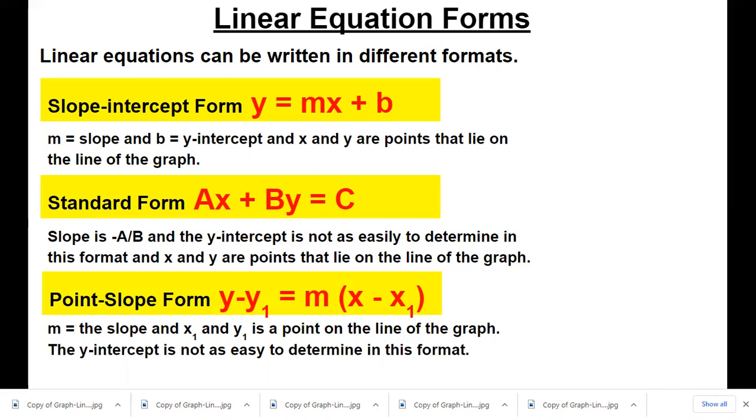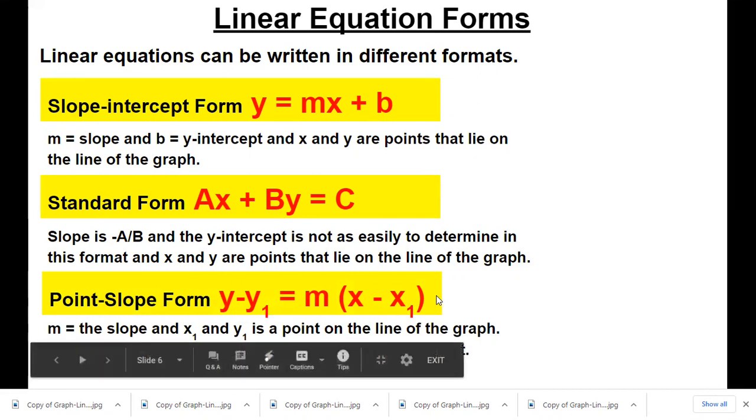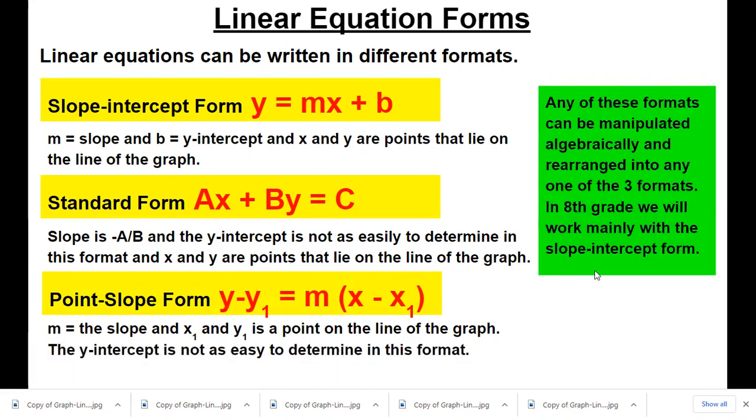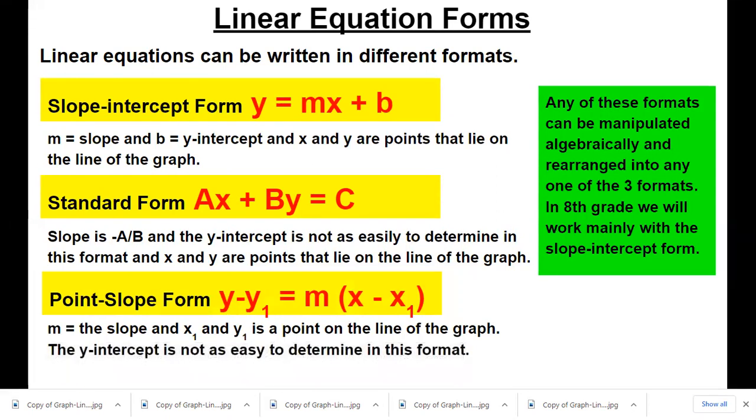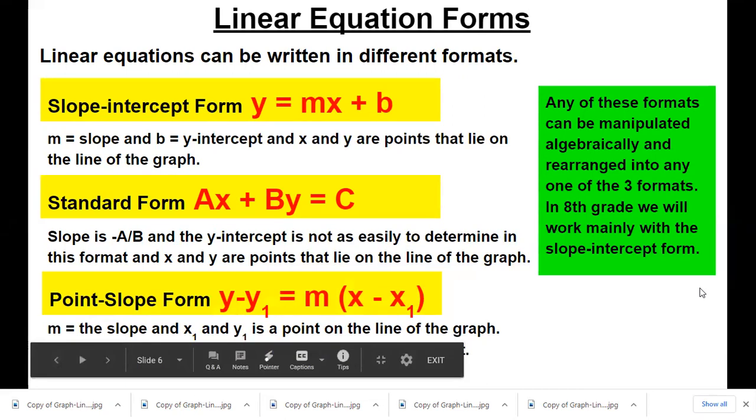And these other two forms can be manipulated algebraically to get you back to the y equals mx plus b format. This point-slope form is going to be used a lot when you start doing equations of circles and parabolas and all those good fun things. Any of these formats can be manipulated algebraically and rearranged into any one of the three formats. In 8th grade, we will work mainly with the first one, slope-intercept form.